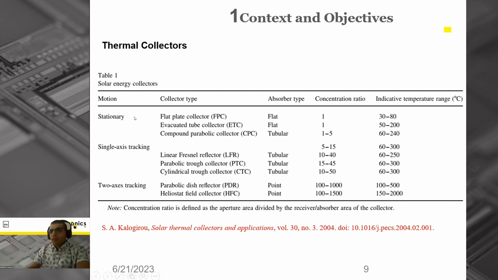So according to the motion, we have stationary solar collector and solar collector with single axis tracking system and two axis tracking system, and each system have an indicative temperature range depending the equipment and the use of the system. So in our case, we are interested in parabolic dish reflector or parabolic dish concentrated in the range of 100 to 500 degrees Celsius.